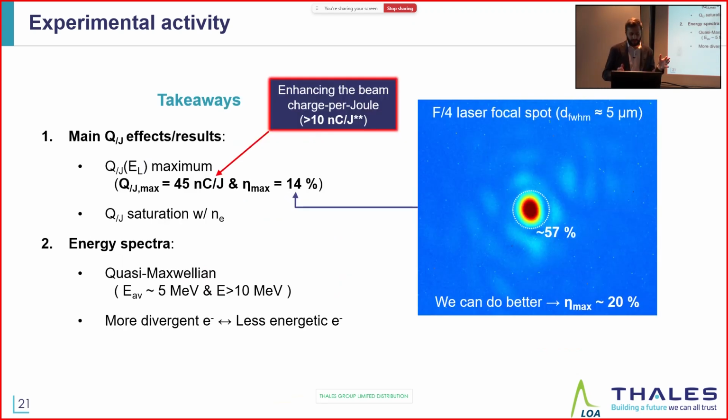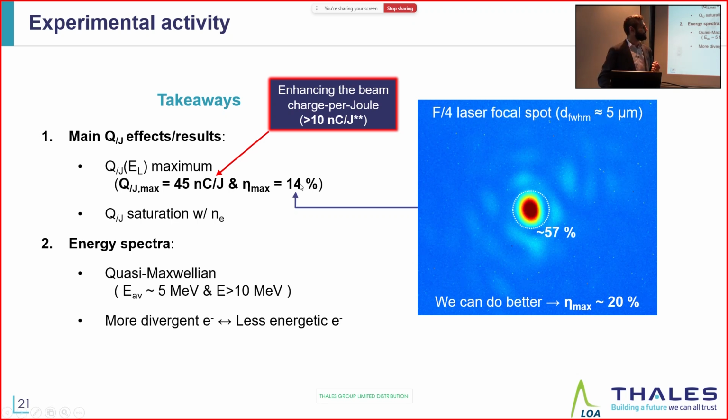Before moving on to the second part, which has to do with the numerical simulations, I want to just summarize the main findings. So we were able to observe some effects of the charge per joule against the laser energy. We observed a maximum of the charge per joule. The maximum we measured is around 35 nanocoulomb per joule, which is great because we were looking at getting something around 10, and we got almost 5 times, so great for the multi-task entity project.